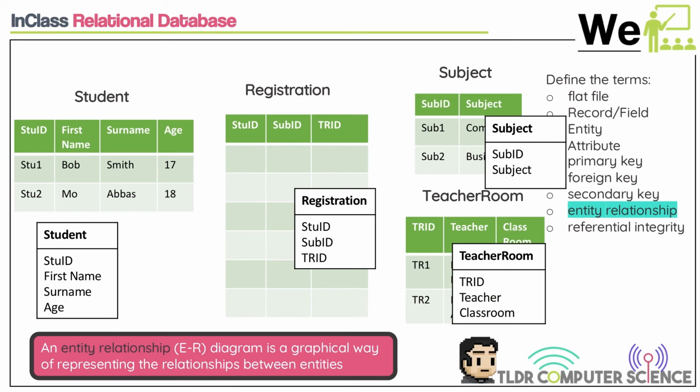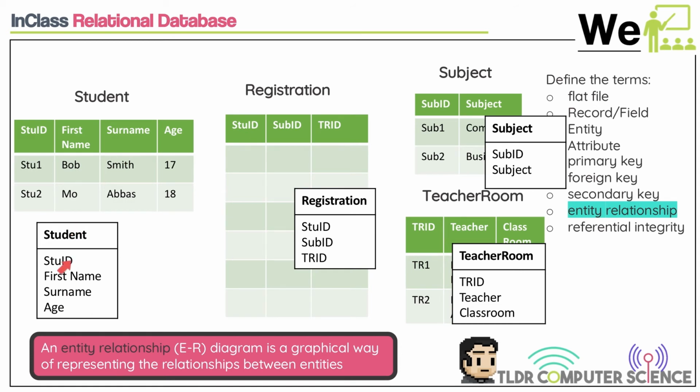Okay, so the next thing we're looking at is entity relationship diagrams. We've established that we've got these multiple entities of student, registration, subject, and teacher room. And we've talked about how we could populate the registration entity or table to show how it links together. What we need to do also is have what's called an entity relationship diagram to show how we can link these separate things together.